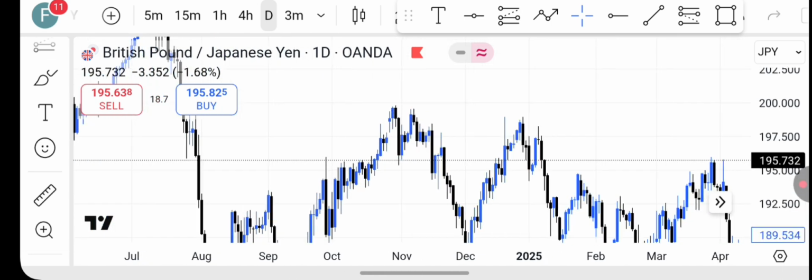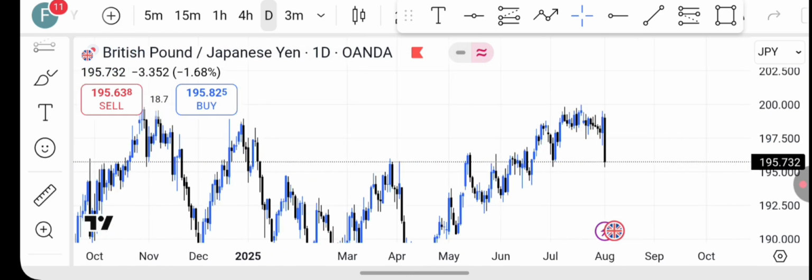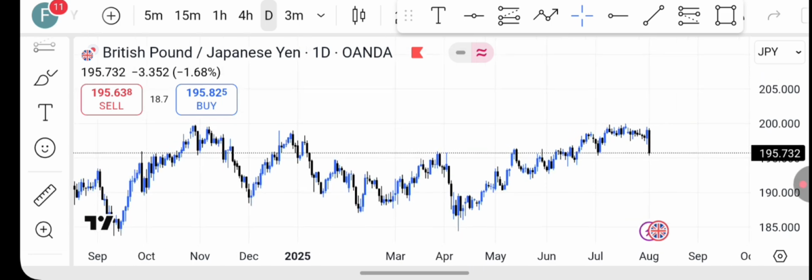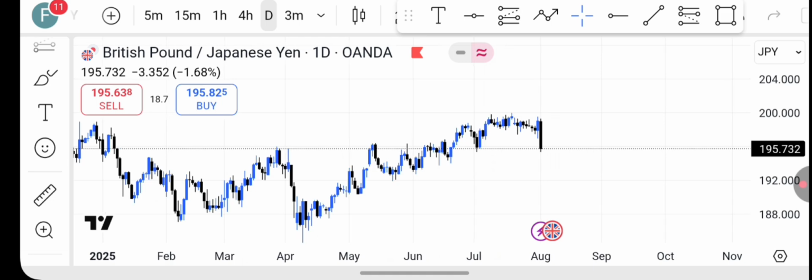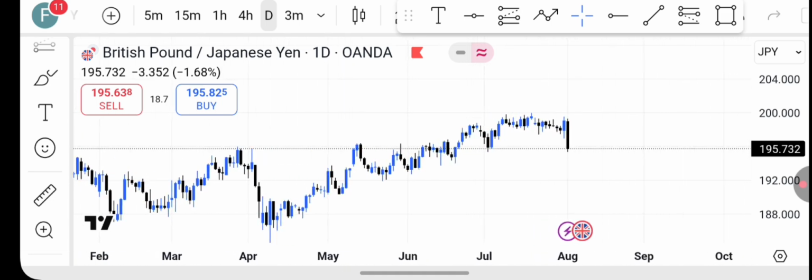GBPJPY trade. So what I do on a normal basis, because I wouldn't want this video to be long, is I first of all start from my daily time frame because I'm a day trader. So first of all, what I observed on my daily time frame was a bearish move. Sorry, it was a bullish move. Price was pretty bullish.